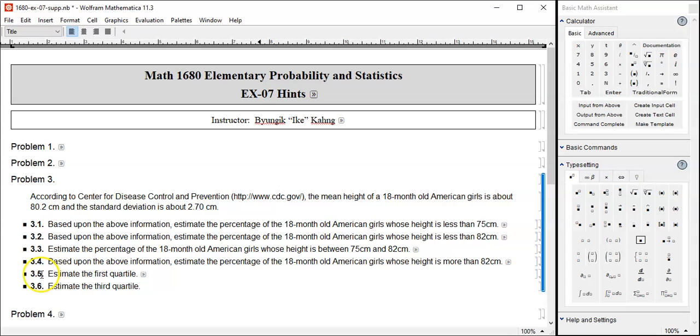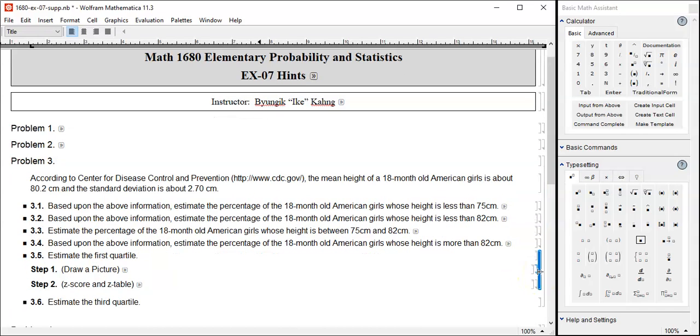Okay. And then let's go to 3.5 and 3.6. These are backward problems. Estimate the first quartile, estimate the third quartile, and of course I can find any other percentiles as well. But quartile is as good as any. So let's go ahead and do that. How do I do that?